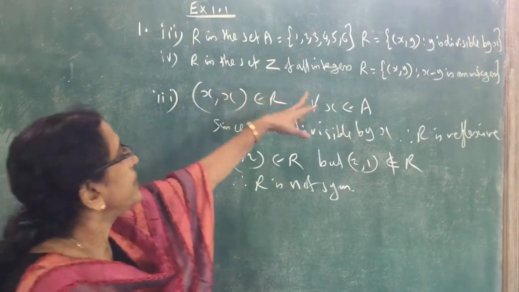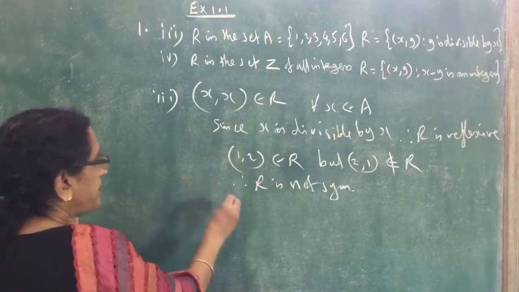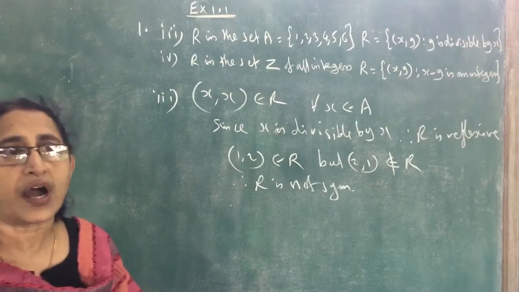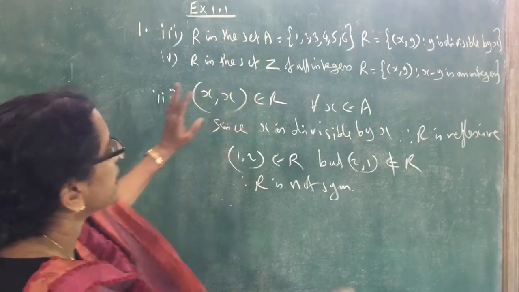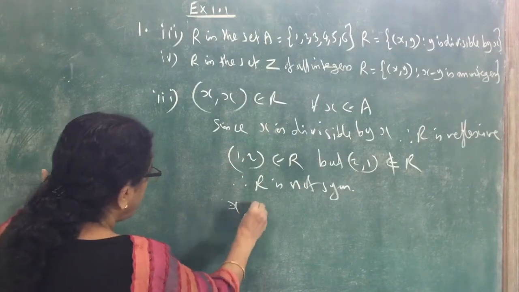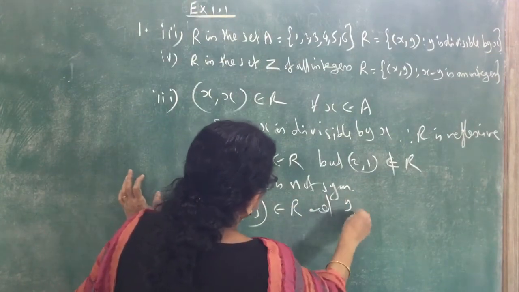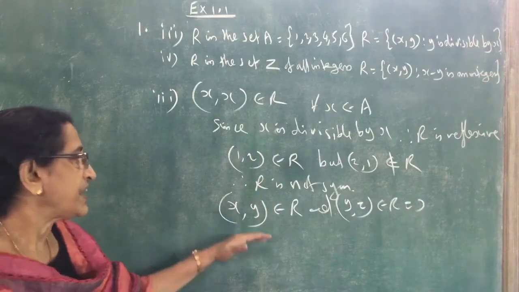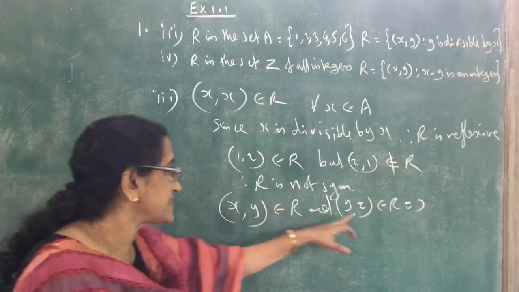Now the next property, the transitive property. We know it is transitive, so we have to prove it generally. What is a transitive relation? If (a, b) belongs to R and (b, c) belongs to R, then it implies (a, c) belongs to R. So we have to show that. We can take (x, y), (y, z) like that also. If (x, y) belongs to R and (y, z) belongs to R, we have to prove that (x, z) belongs to R.